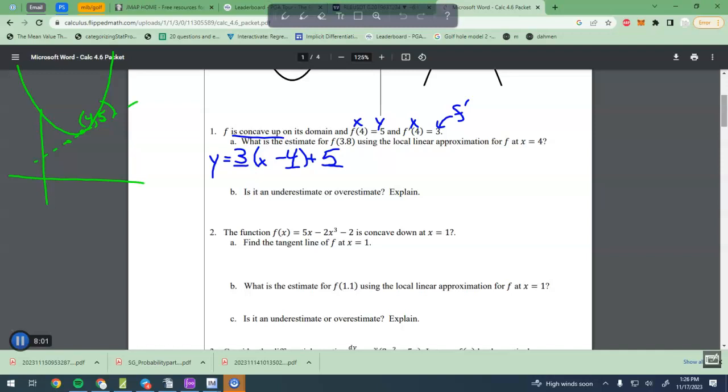Which is part B, I guess. So for part A, all you're doing, this is your tangent line. You plug 3.8 in. So what's 3.8 minus 4? Negative 0.2 times 3, negative 0.6, and then plus 5 would be 4.4. So the true value is a little higher than 4.4, but the best I can do with this information is to say it's 4.4, and then understand that that's an underestimate because the original graph is concave up.